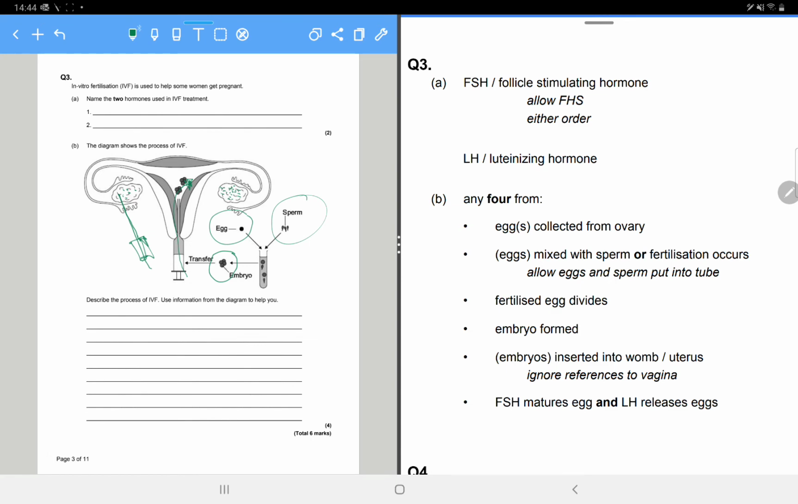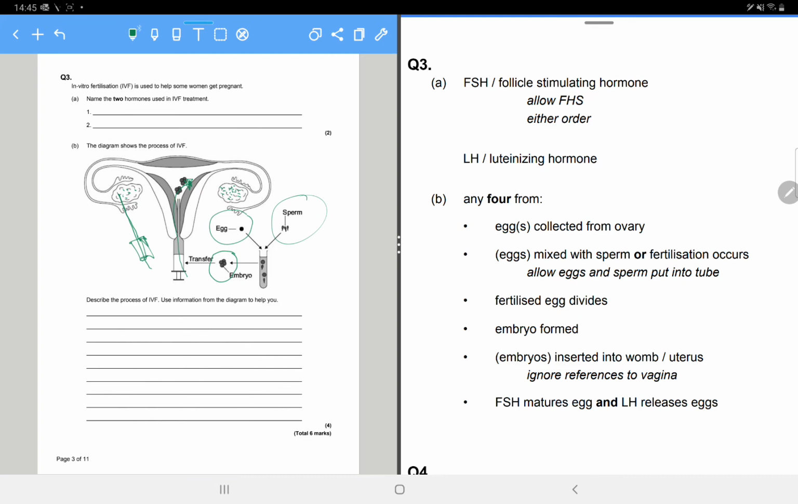So the process of IVF is the removal of the eggs from the woman, the fertilization of the eggs with the sperm that's been donated by the man in the lab, the harvesting of the embryos to choose the best one, and then the insertion in the uterine wall, we call it implanting in the uterine wall, for the embryo to grow. So if we look at the mark scheme, we've got eggs collected from the ovary.